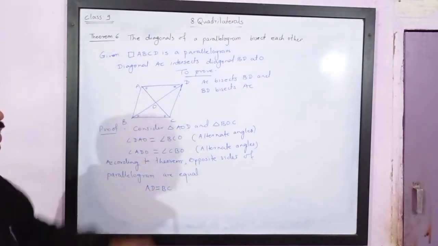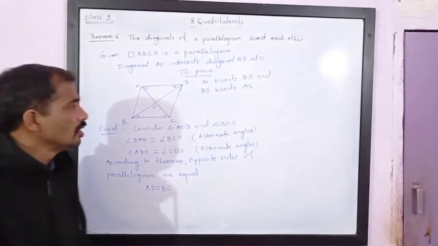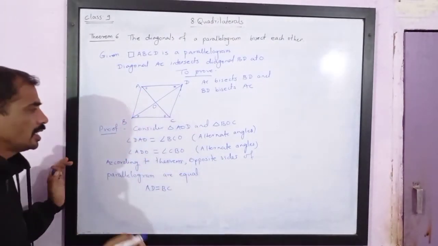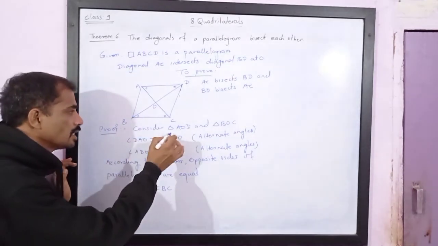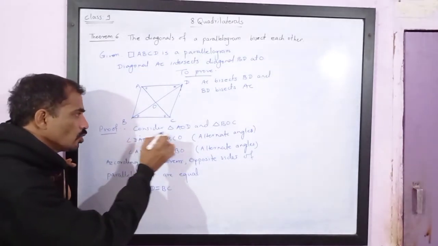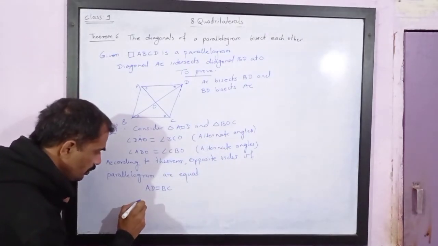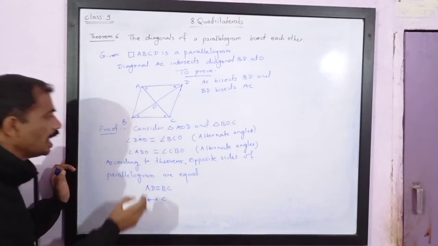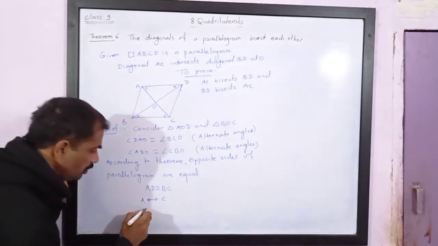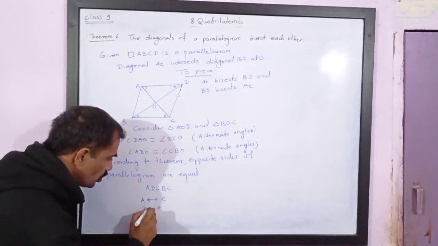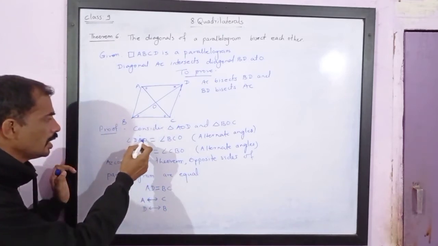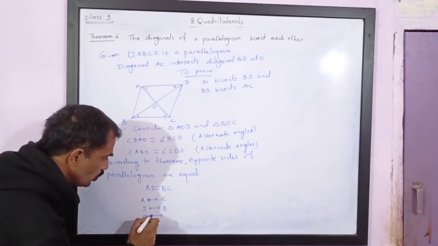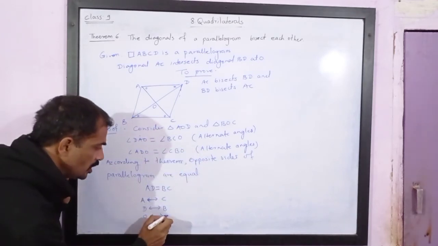But for writing congruency, we will need one-to-one correspondence. So let us write which vertex corresponds to which vertex. It is very easy to write. A corresponds to C because we are having angles. So A corresponds to C. Then D corresponds to B. And remaining vertex among this is O, which corresponds to the remaining vertex, that is O.